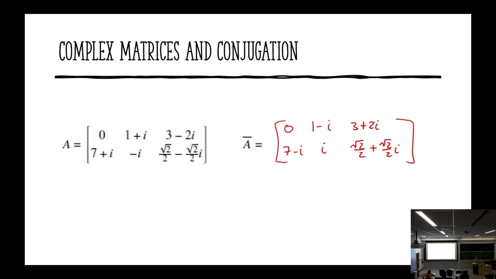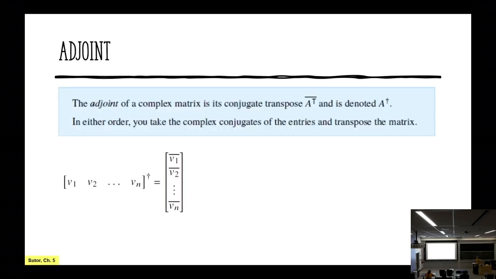All right, the adjoint of a complex matrix is its conjugate transpose and is denoted in our textbook as A dagger. Sometimes you'll see different notation used for the adjoint. So A dagger is going to be called the adjoint. And again, it's the conjugate transpose of our matrix A. In either order, you take the complex conjugate of the entries and transpose the matrix.